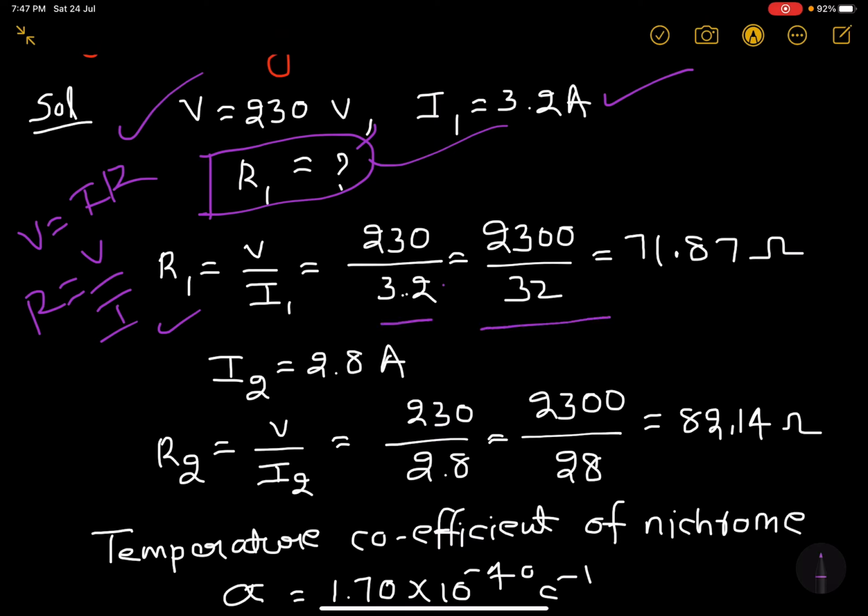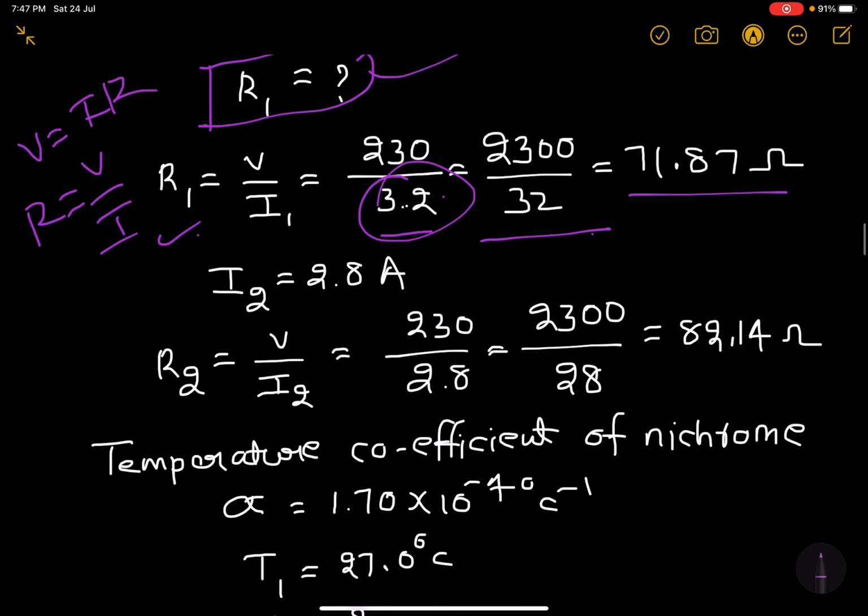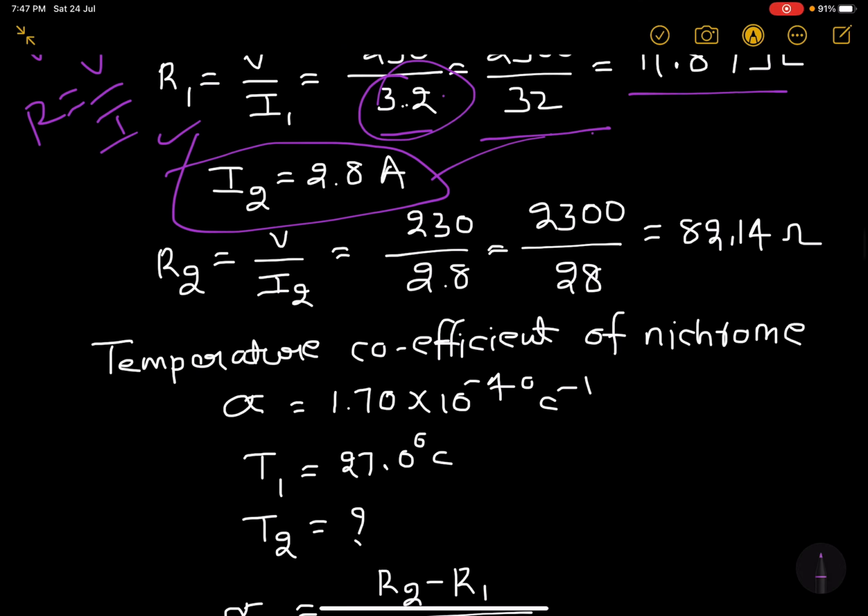Then simple calculation: 2300 by 32, removing the decimal point. I got 71.87 ohms. Then the I2 current is given as 2.8 amperes. Then the same formula, R equal to V by I, Ohm's law V equal to IR. R2 equal to V by I2, 230 by 2.8. Removing the decimal point, 2300 by 28, I got 82.14 ohms.